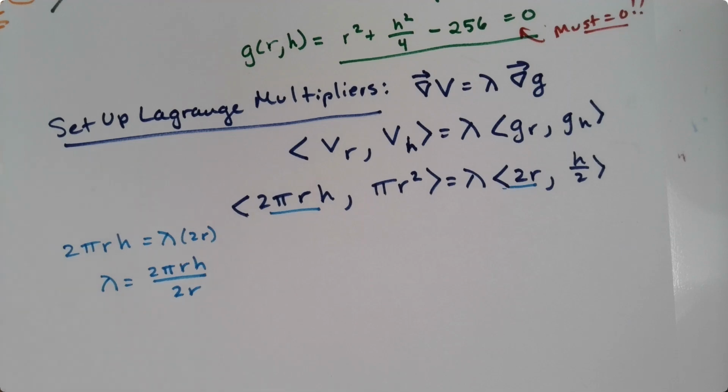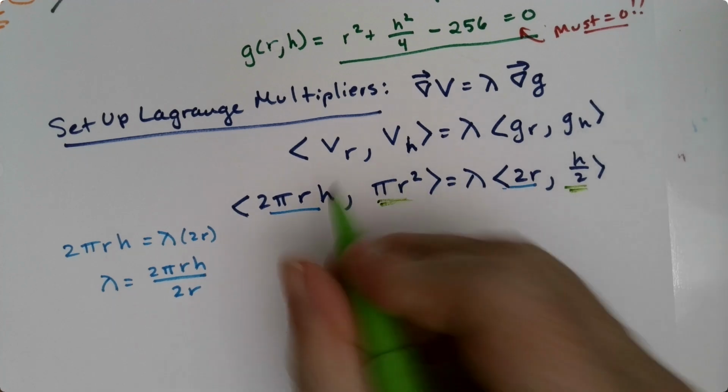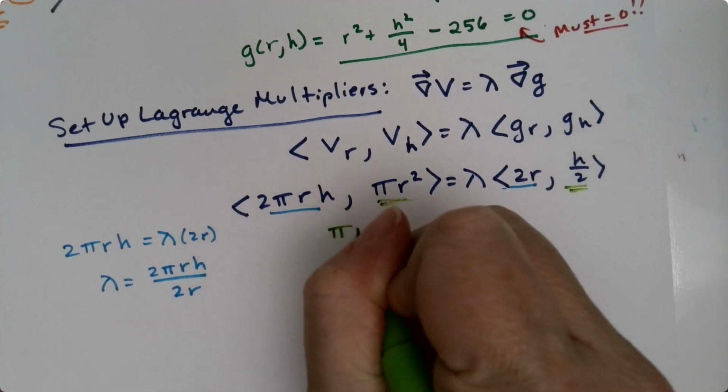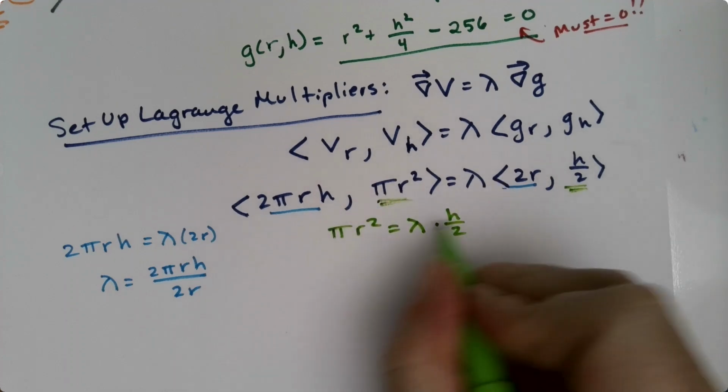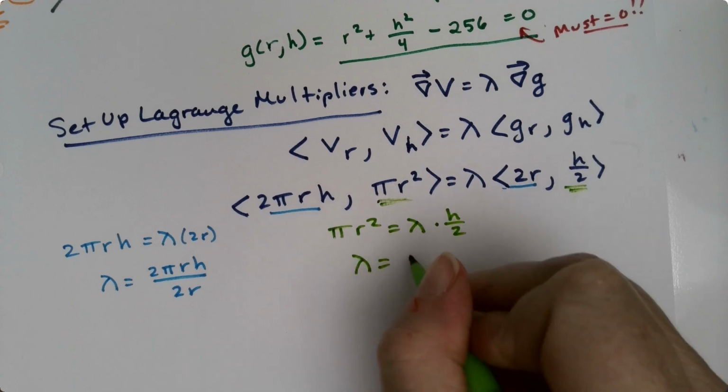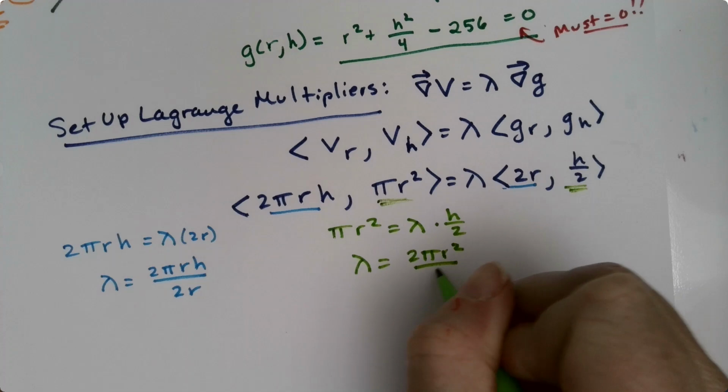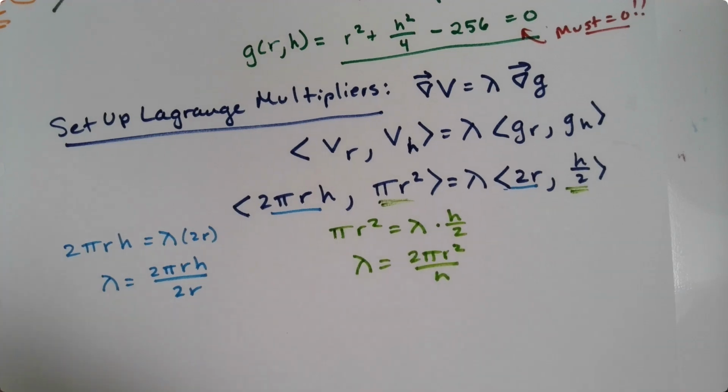And then the other component gets us pi r squared equals lambda times h over 2. So lambda equals 2 pi r squared over h. And then we just put the two of them in Maple and make Maple solve.